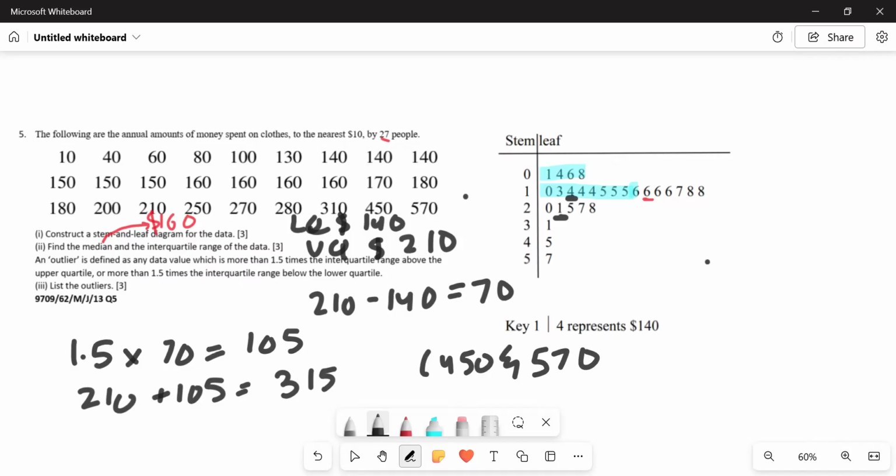Similarly, you subtract the product of 1.5 and 70, which is 105, from the lower quartile. Lower quartile was 140 minus 105, that gives us 35. So we also have another value which is less than 35, which is 10. So these three values would be the outliers.